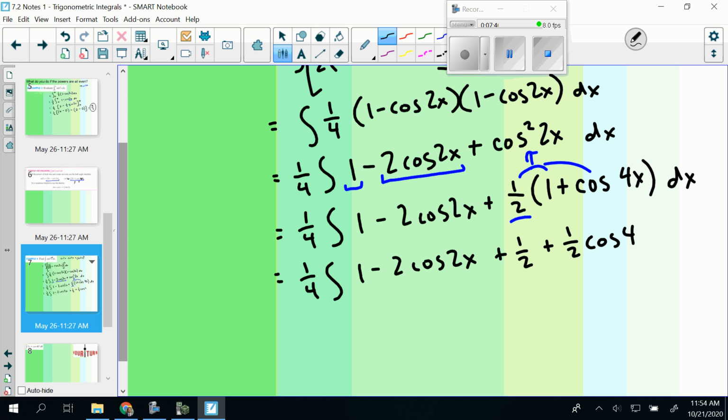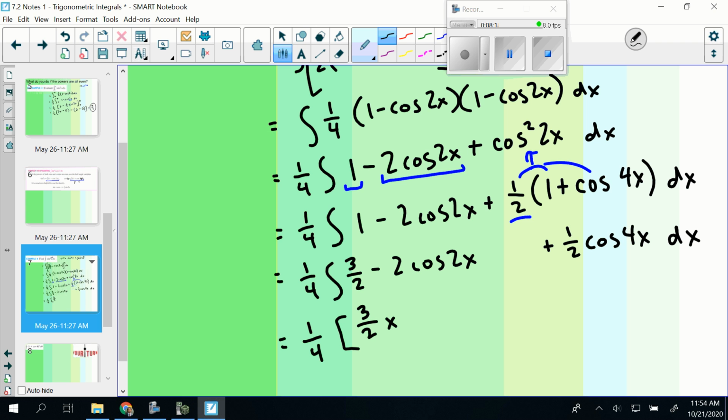All right, so now all of these we should be able to do at this point. And if we wanted, we could even simplify a little bit further that 1/2 and the 1 we could put together as well. Those are both constants. I'm going to do that here, so that would turn into 1 plus 1/2 is 3/2 here. Okay, so let's find that antiderivative. We still got our 1/4 out here. Antiderivative of the first one's just 3/2 x.